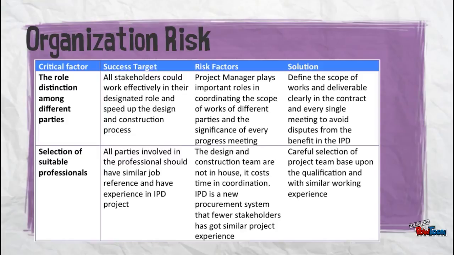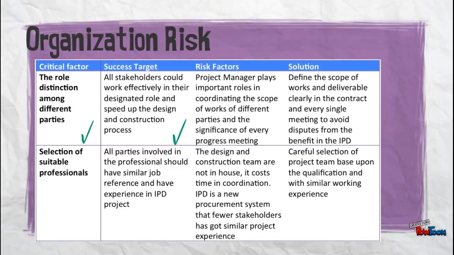It is expected that clear roles among all stakeholders in the IPD could result in higher productivity. However, the project manager plays an important role in coordinating the scope of works of the parties and in progress meetings. So, he should define the scope of works and deliverables clearly in the contract. On the other hand, since IPD is a new procurement system and fewer professionals have similar project experience, careful selection of the project team based upon qualification and experience is thus important.